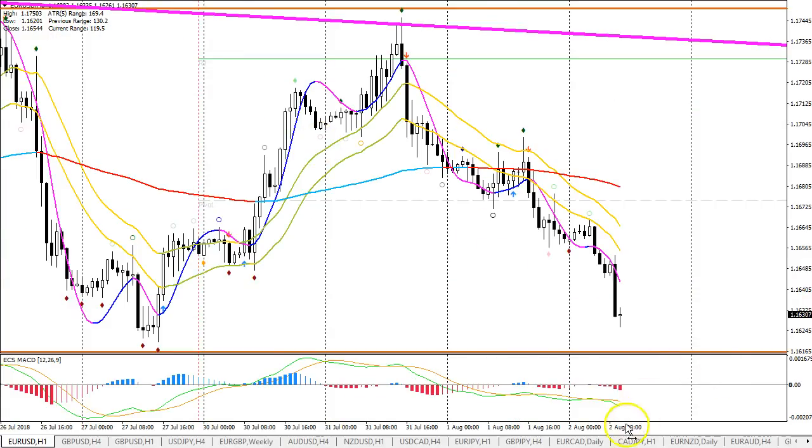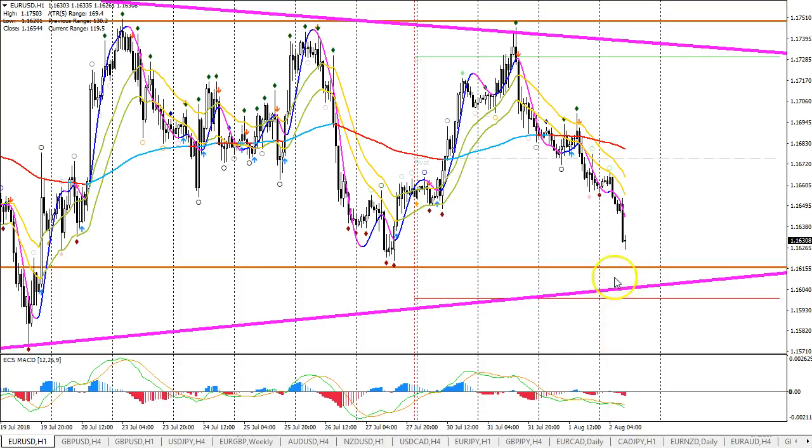Maybe down to the S1 perhaps. But I think there's a good momentum candle here. So it's still the bounce, the reversal is still far off from now.